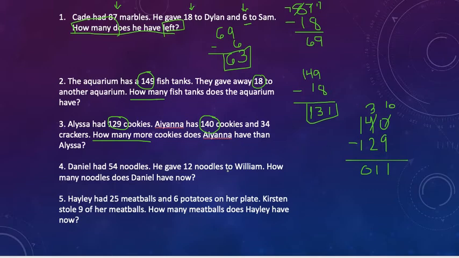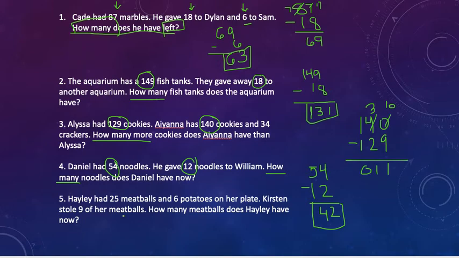Daniel had 54 noodles. He gave 12 noodles to William. How many noodles does Daniel have now? Okay, we have how many? So we're looking for noodles. So he has 54, and he gave away 12. So those are two numbers. So we are going to subtract. So 54 minus 12. 4 minus 2 is 2. 5 minus 1 is 4. Final answer is 42. So Daniel now has 42 noodles.